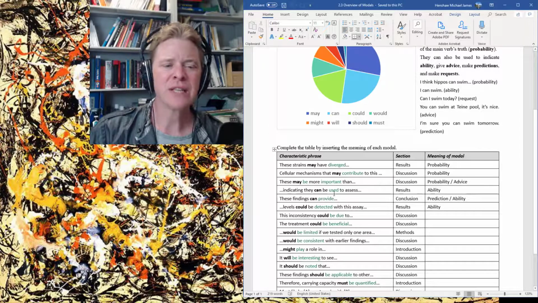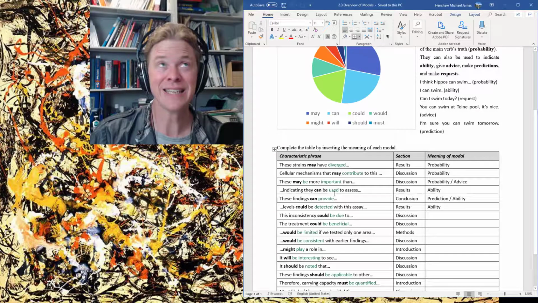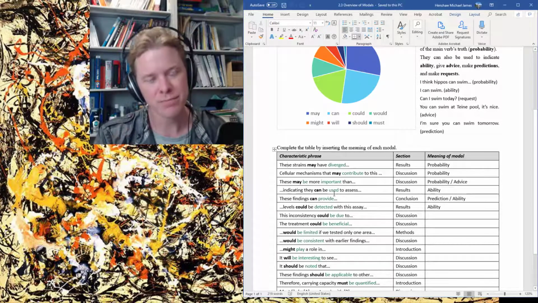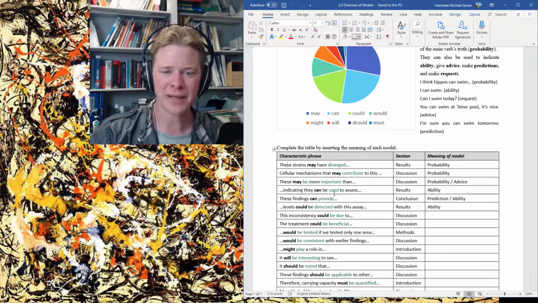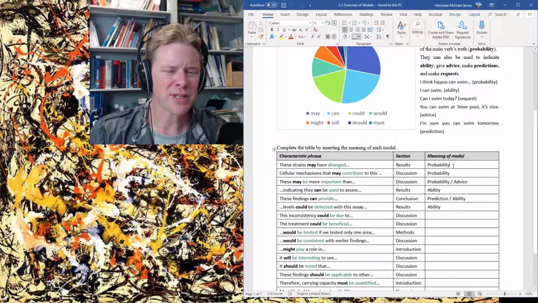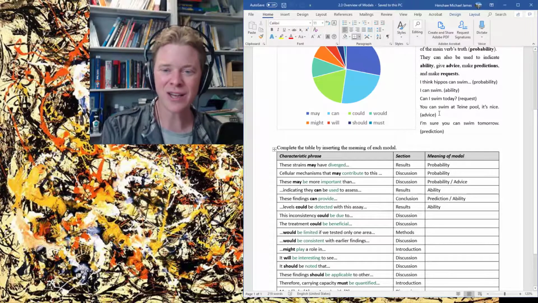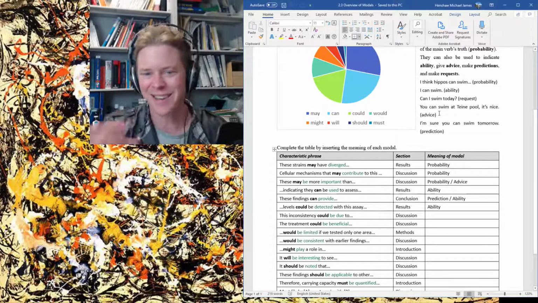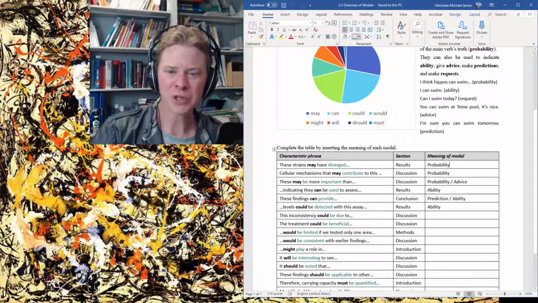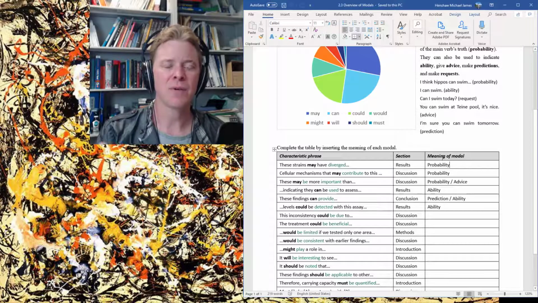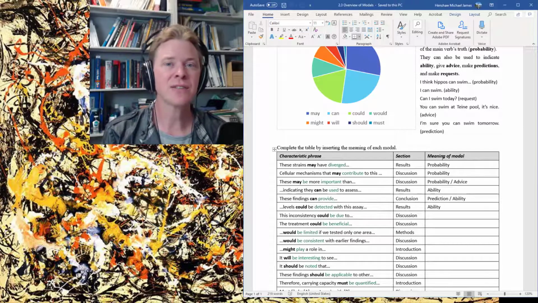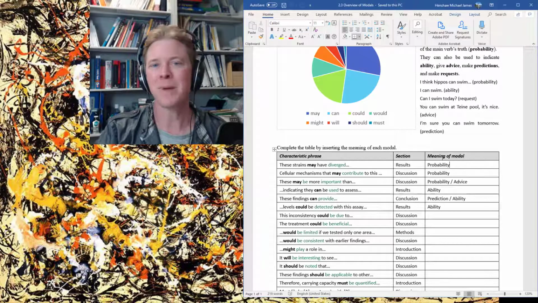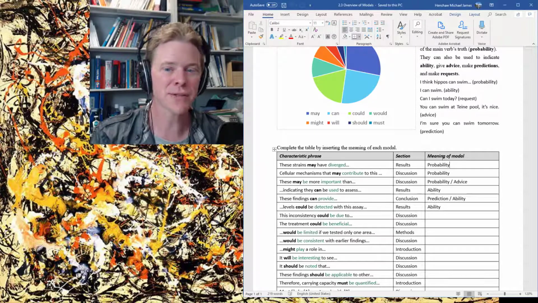If you read this phrase, these strains may have diverged 3 months ago, 5 years ago, something like that. This is a probability, isn't it? It's not about advice. You're not saying, hey, strains, you may diverge back then. It's not like that. It's not a prediction because this is the past tense. If you wanted to predict, you of course could, and if you said, the strains of COVID may diverge in the coming months.